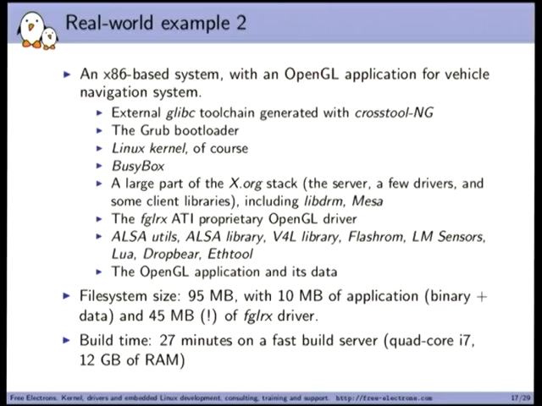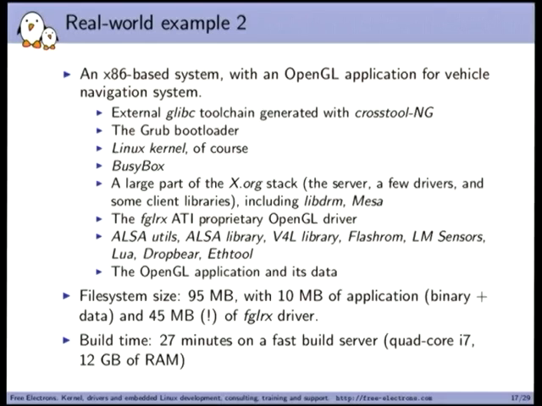Another one is a system that's based on x86, which is used for a vehicle navigation system that mainly runs an OpenGL application showing what's going on in the area. So here we used a glibc toolchain that was prepared with a tool called crosstool-ng, which is specialized in the creation of cross-compilation toolchains, so that again, Buildroot doesn't have to spend the time to rebuild the toolchain over and over again. We used the GRUB bootloader, Linux kernel obviously, and BusyBox. It's kind of always the same thing. We had a large part of the X.org stack.